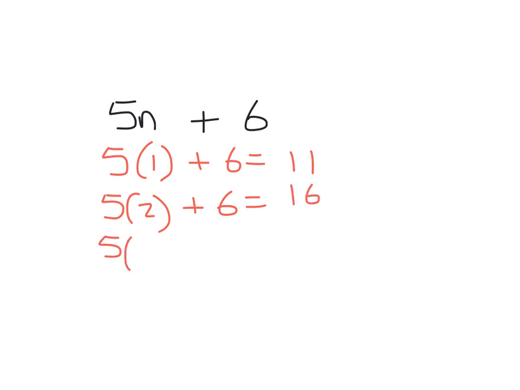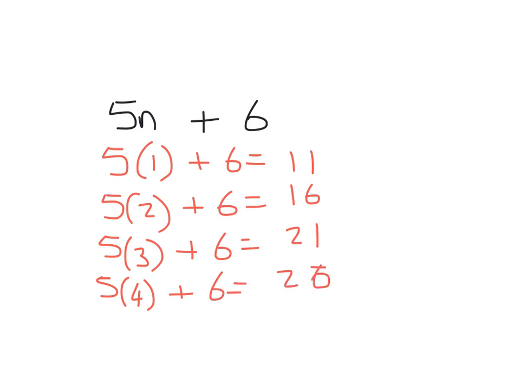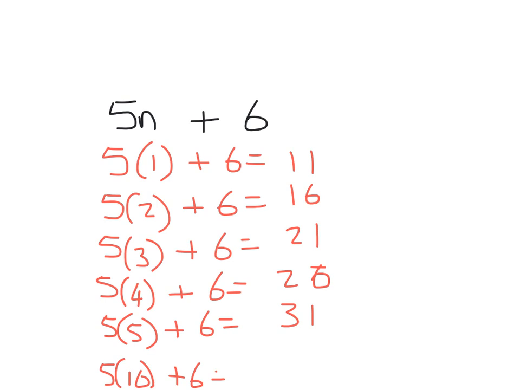For the third term, we replace the n with 3. Then we add the 6, and that will give us 21. For the fourth term, we replace it with 4, and that will give us 26. And then the fifth term, replace the n with 5, add the 6, and that will give us 31. If I was looking for the 10th term, I would replace the n with 10. So you'd have 5 lots of 10. Add the 6, and that will give you 56.